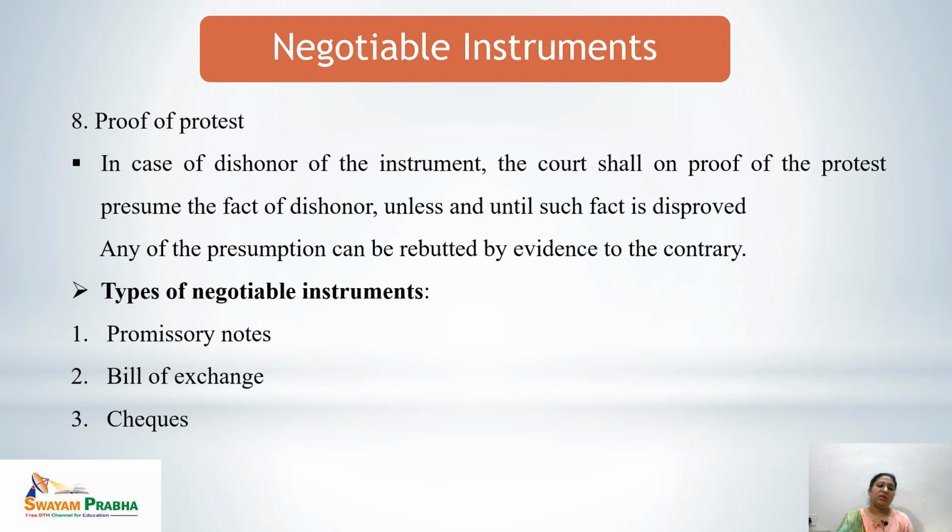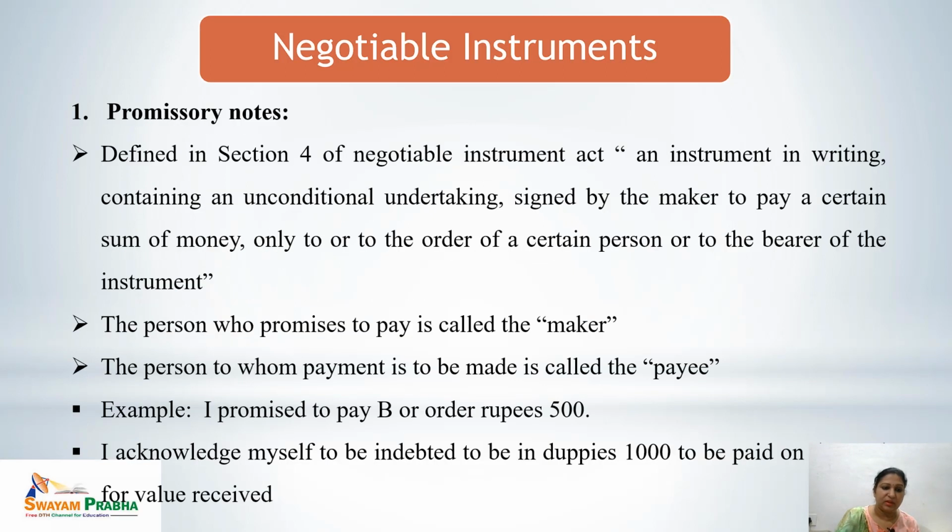Now we come to the next topic, the types of negotiable instruments. Generally, there are three types of negotiable instruments covered under the Negotiable Instruments Act 1881. One is the promissory note, second is the bill of exchange, and third is the check. We will discuss all these three in detail in further slides. So let's start with the first one, the promissory note.